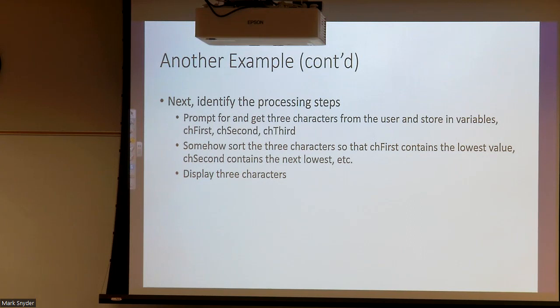Okay, so we've got to identify the processing steps. Prompt for and get the 3 characters, and we're going to store them in variables. So all I did was get a little bit more specific there, and I gave the variables names, right? It's still pseudocode. It's not Python, but it's a little bit more detailed. Then I'm going to somehow sort them so that CH first contains the lowest one, CH second contains the middle one, etc. CH third will contain the one that's the highest value, and then I display them. So not too much different from the first one, just a little bit more detail.